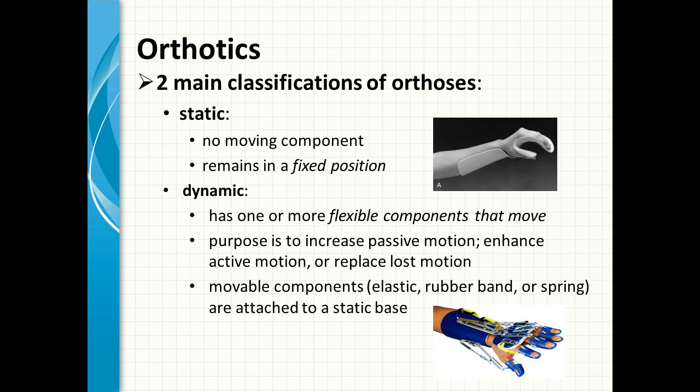Dynamic orthosis has 1 or more flexible components that move. Its purpose is to increase passive motion, enhance active motion, or replace lost motion. Dynamic orthoses have movable components consisting of elastic, rubber bands, or springs, which are attached to a static base. An example of this is the Saboflex, which you can learn more information on by going to part 1 of the presentation, scrolling down to the bottom to the additional resources, and clicking on the appropriate link.